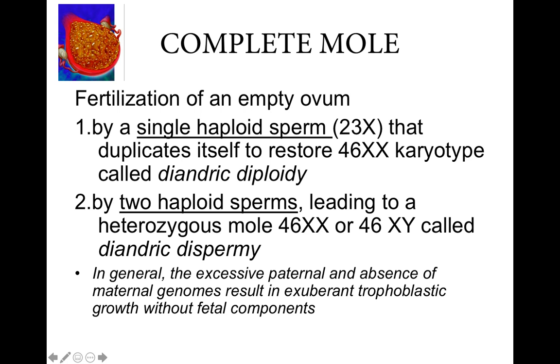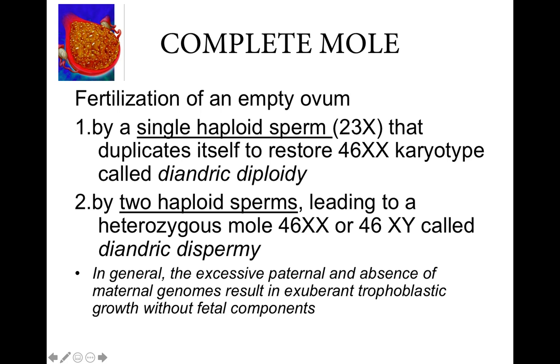The majority of your complete moles arise from fertilization of an empty ovum by a haploid sperm that duplicates itself to restore 46XX karyotype, called your diandric diploidy. It is referred to as androgenetic because the nuclear DNA is exclusively paternal, even if the mitochondrial DNA is of maternal origin.